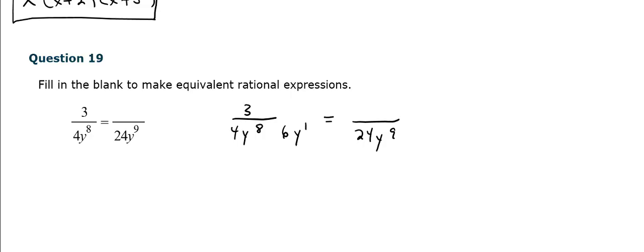Now what I do to the denominator, I have to do the exact same thing to the numerator. And it doesn't change the value because anything over itself, 6y to the 1st over 6y to the 1st, is 1. So I'm essentially multiplying by 1. So now I multiply 3 times 6y, and that gives me 18y. So my final answer would be 18y over 24y to the 9th.